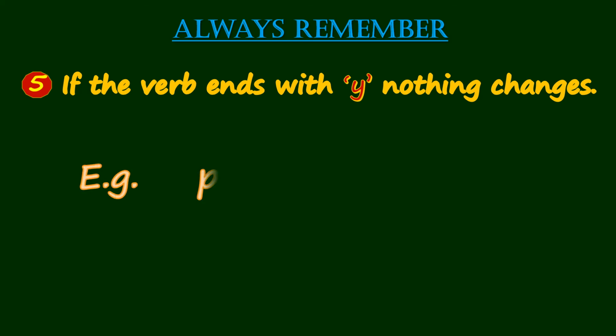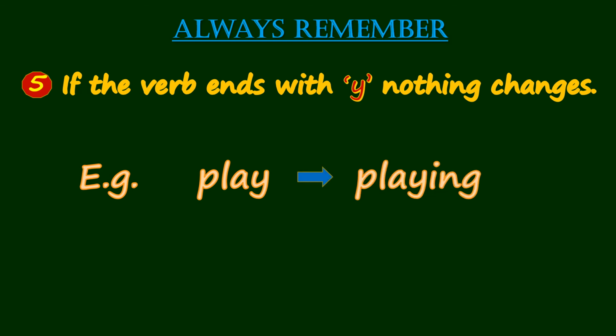For example, play, P-L-A-Y. This verb is ending with Y. You will not cut anything. You will not do anything. Simply add ing and play will change to playing. Similarly, say will change to saying. With this, we come to an end to all the rules related to ing. That means related to changing your verb from verb to verbing.